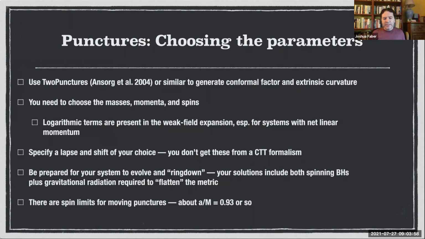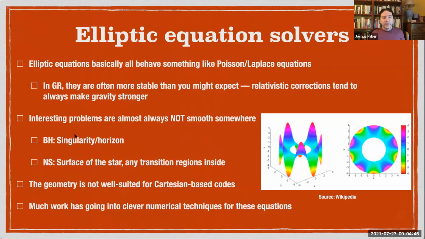As a result, famously, there are spin limits for moving punctures. You can't go above a dimensionless spin of about 0.93 or so. If you try to initially spin the black hole faster, it'll absorb gravitational radiation and actually slow down the spin, to the point where something around 0.93 is kind of the spin limit. There are other more complicated approaches that people have developed in order to deal with high spin binary black hole initial data, so I'd encourage anyone who's interested in those kinds of models to read up. The cost is additional numerical complexity, but if you want to study high spin systems, that could easily be worth the effort.